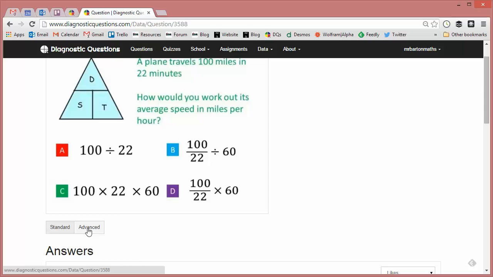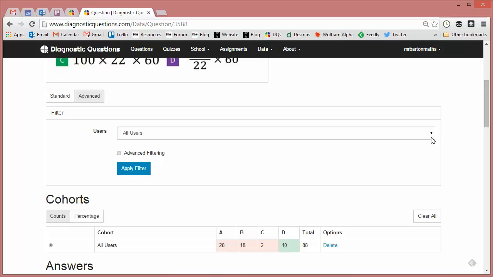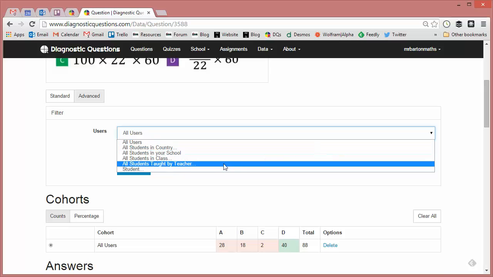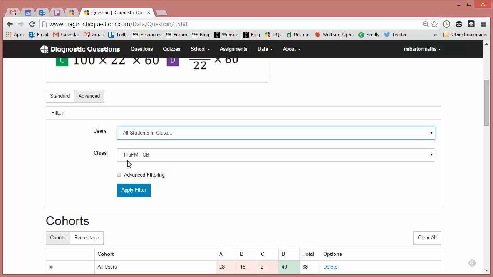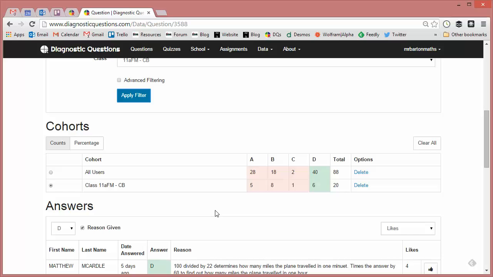So I'm going to click on advanced, and this is going to allow me to impose some filters. So I want to find my class. So instead of all users, I'm going to go for all students in class, and there's mine, 11A. If that wasn't my class, I'd click down there and find them. And I'm going to apply the filter there, and that's going to show me a quick summary of how my students have got on. So there they are there. So I can see 6 have got it right out of 20, and if I want that as a percentage compared to the rest of the world, I can see that I'm slightly underperforming there.